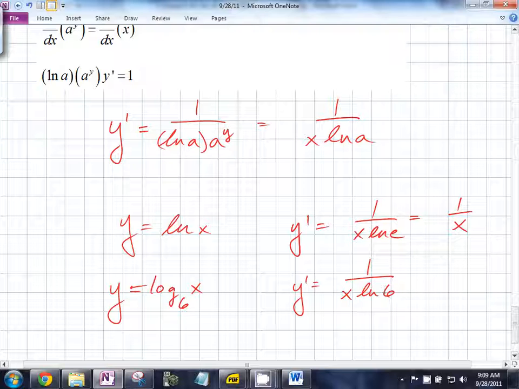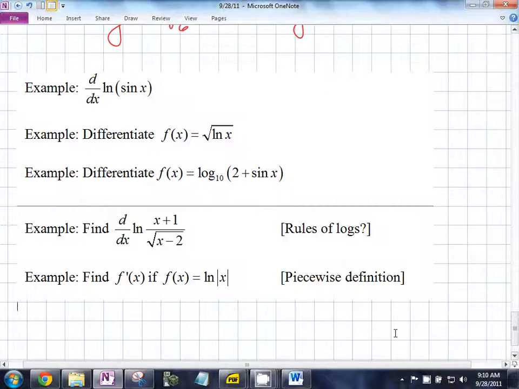We're composing sin x into ln. So what's the derivative going to be? 1 over sin x times ln e, ln what? e. Ln e, yes, times cosine x. Does that clean up rather nicely? What's ln e? 1. What's cosine over sine? Cotangent. Pretty cool, huh?